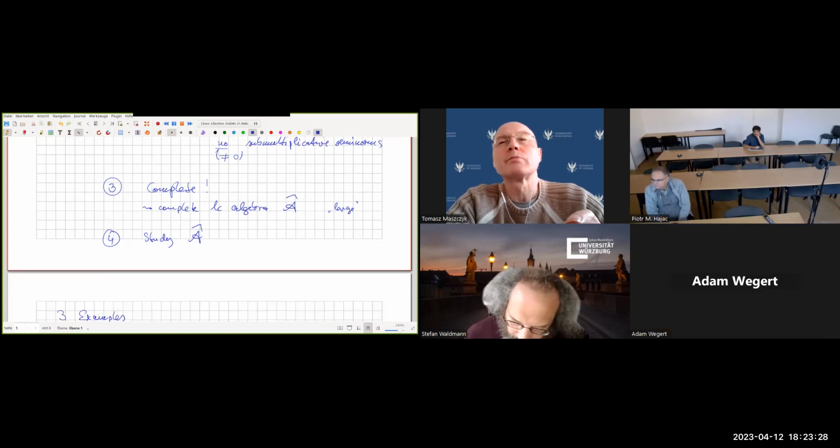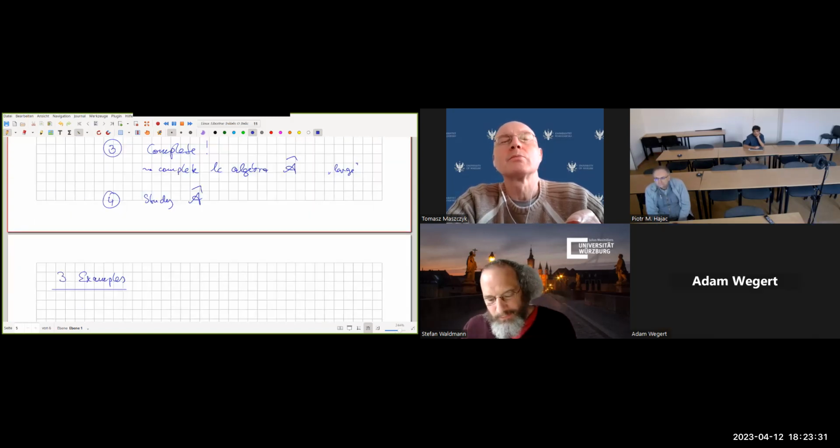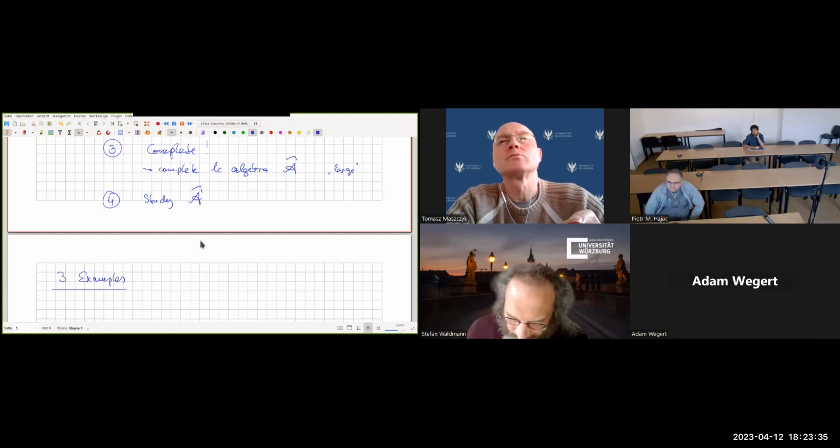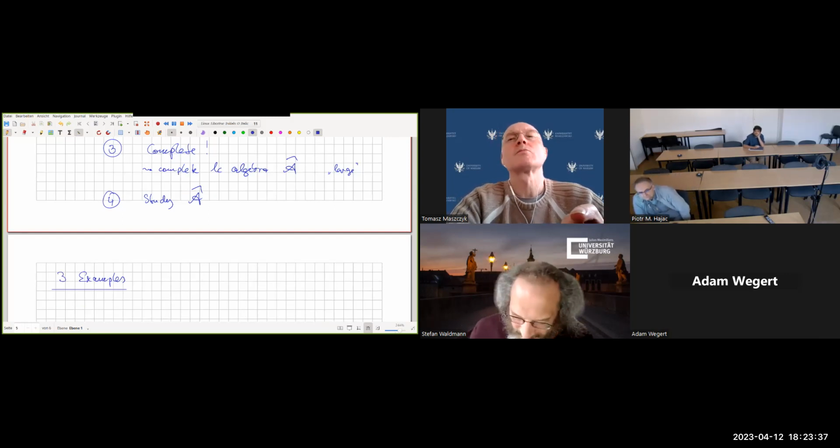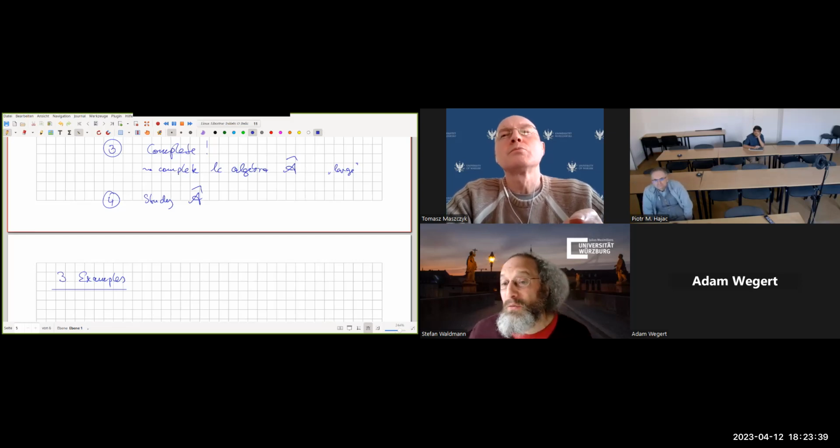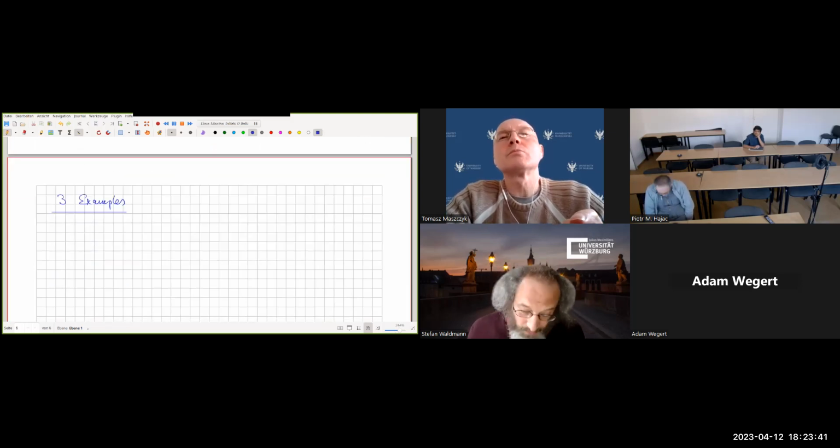But this is very different from the world of C-star algebras, right? There you only have one norm to take care of, and that's all nice. But we are still very far away from C-star algebras. Now I should give you an example, at least one example.